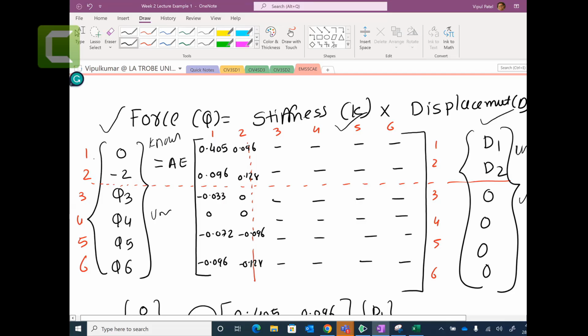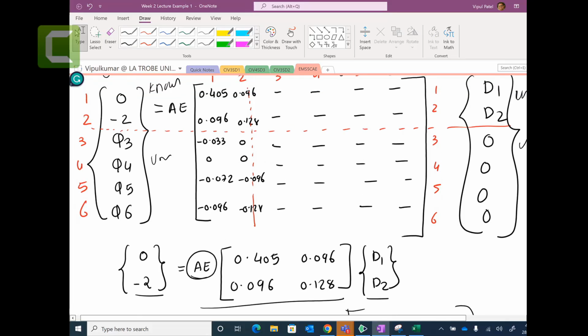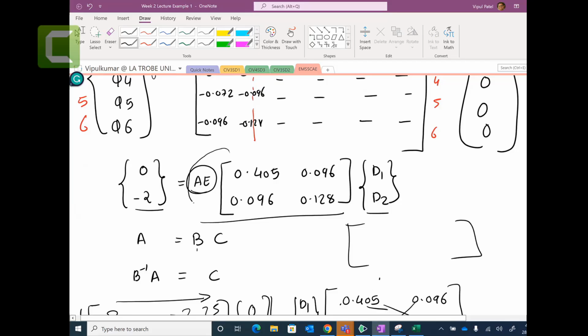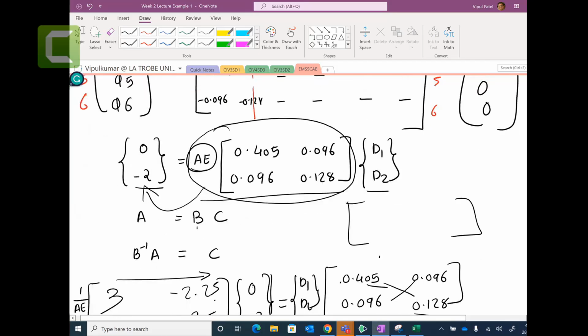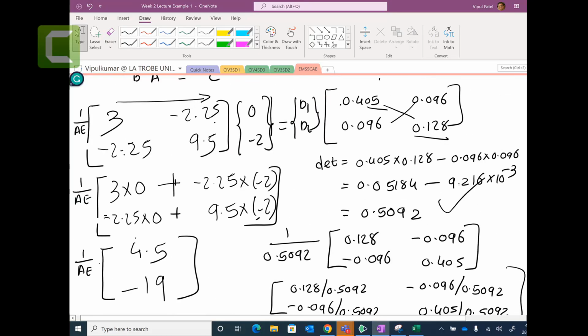So you get these first two equal to AE, and then you get this chunk here for 2 by 2, and you get D1 and D2. Now, if you get the inverse of these ones and multiply by these ones, you will get D1 and D2. The inverse procedure is given here. Just check on Google how to do the inverse of a 2 by 2 matrix.